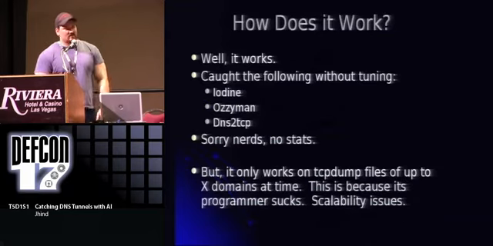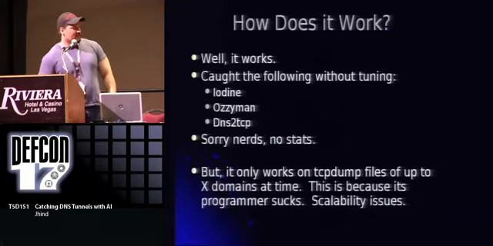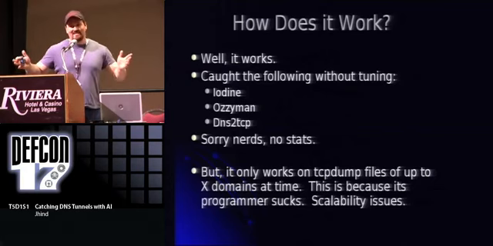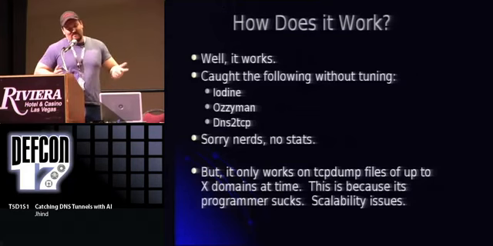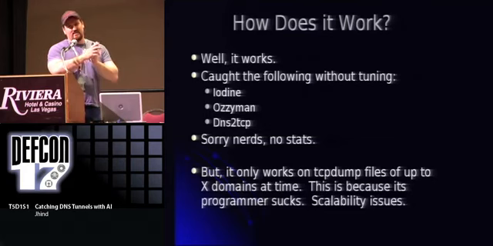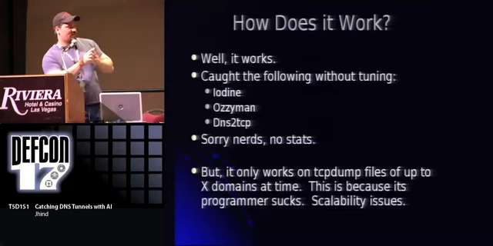Okay, so how's it work? It works. I didn't crunch stats. That's like the first thing that a lot of hardcore guys ask me. They're like, oh, well, what are the stats? Like, how well does it work? I don't know. It works. Right off the bat, it catches Iodine, OzymanDNS, and TCP-over-DNS. Those are what we're going to demo today. It's going to catch all 3 of those. Easy. Those are easy. And we'll talk about why.